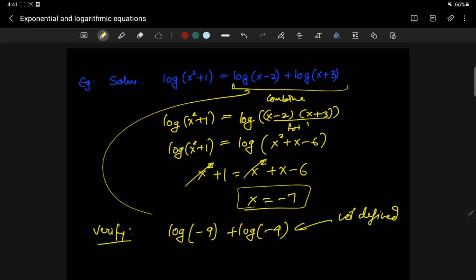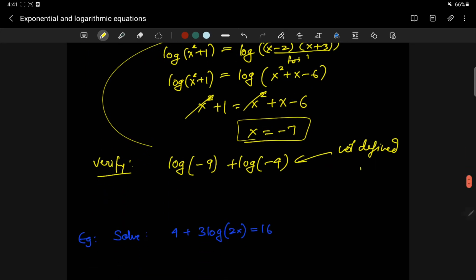Remember, the domain of the log function is actually the range of the exponential. So the domain of the log function, if you recall the graph even, is all positive. And that's how we found that domain in that example for log of 4 minus x squared. So this is not defined, so there is actually no solution.